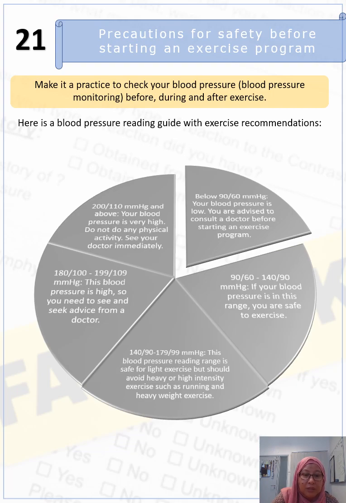If your blood pressure is between 180/100 and 199/109, this blood pressure is high, so you need to seek advice from a doctor. If your blood pressure is 200/110 and above, your blood pressure is very high. Do not do any physical activity. See your doctor immediately.